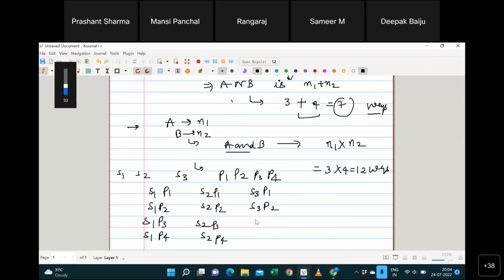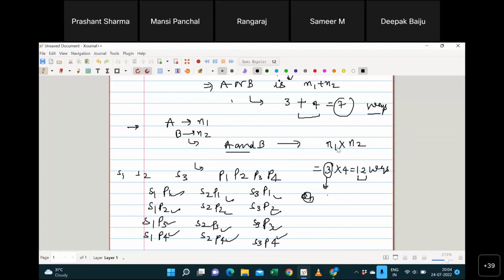Then similarly, I can choose shirt 3 and pant 3, shirt 3 and pant 4. So how many ways do I have? 1, 2, 3, 4, 5, 6, 7, 8, 9, 10, 11, and 12. So when action A is occurring in N1 different ways and action B in N2 different ways, and the question is the total number of occurrences for A and B, then it will be N1 into N2. That means 3 into 4, that is 12 ways. Is that clear?